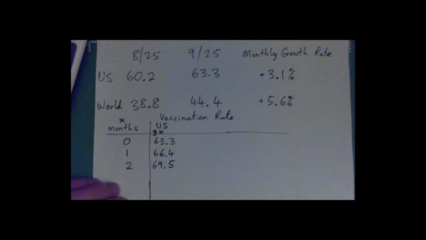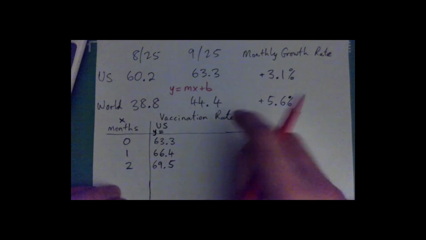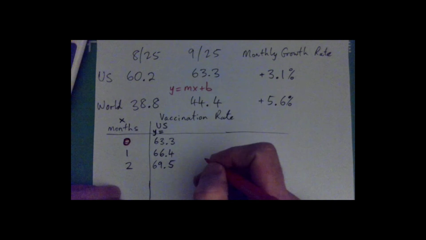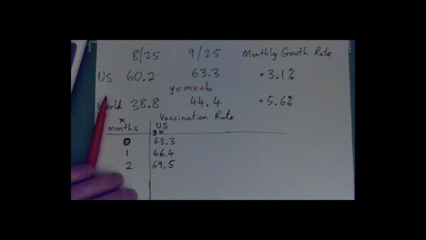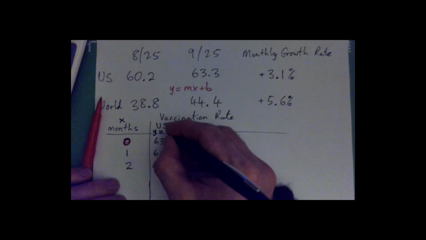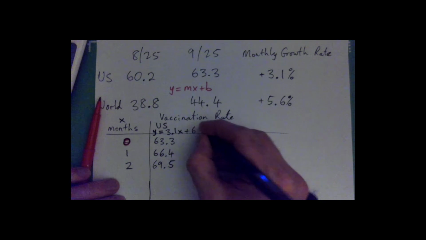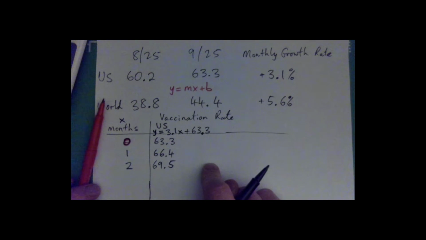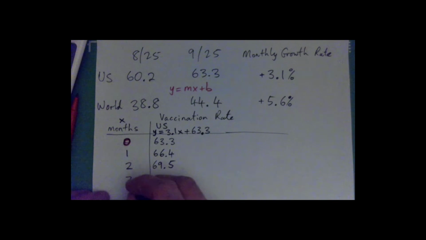Remember from your algebra, all linear equations are like y equals mx plus b. B is the starting point. It's the y-intercept. It's when we start at 0. And m is just the growth rate, the increase each time, right? So the formula for this is just y equals 3.1x, and then the starting point was 63.3, because that's where we began. Today, because we're projecting into the future, right? Make sense?